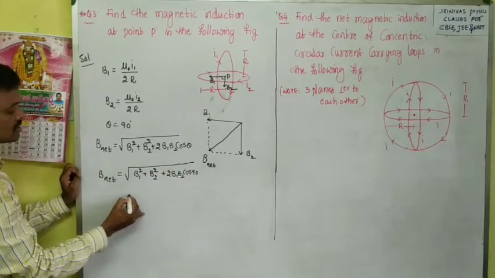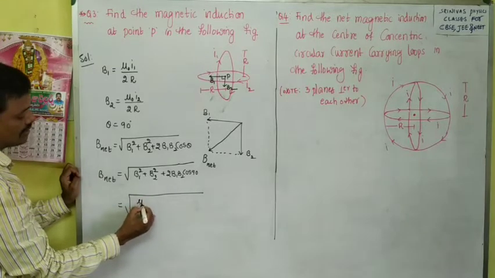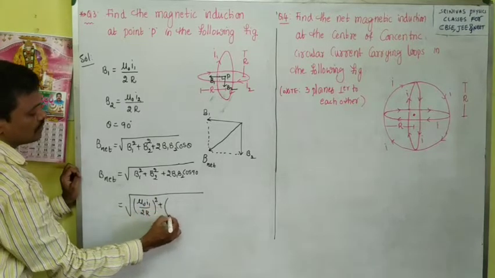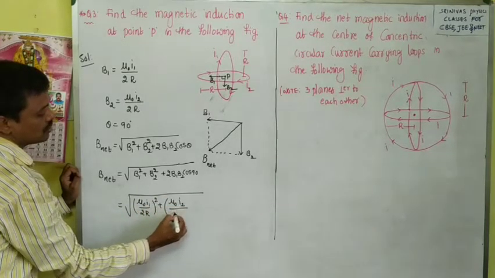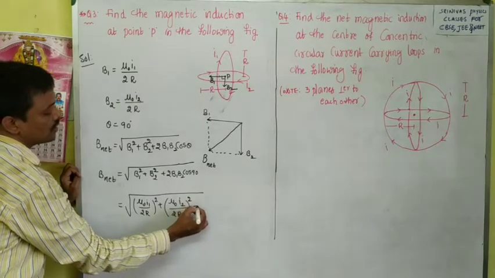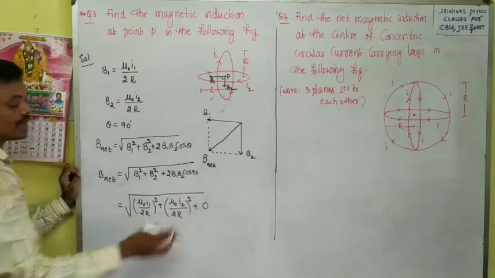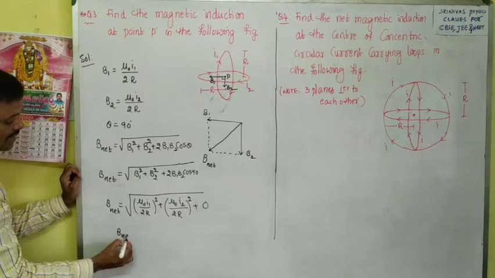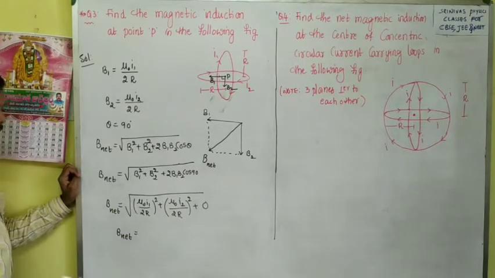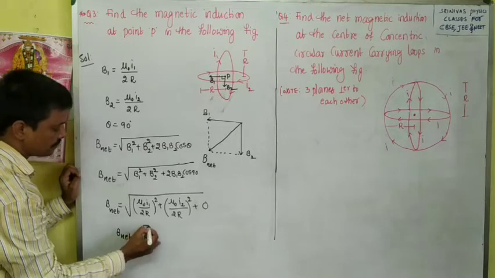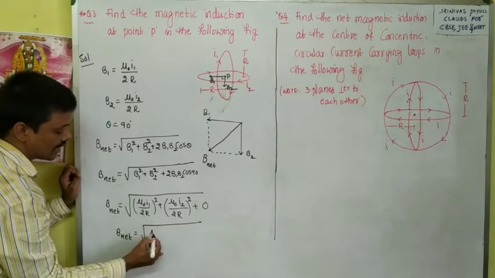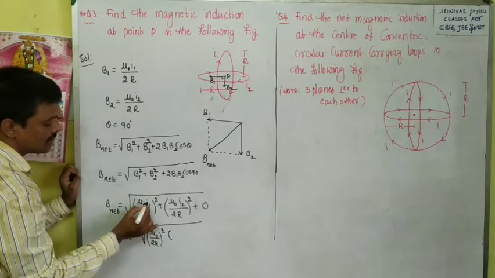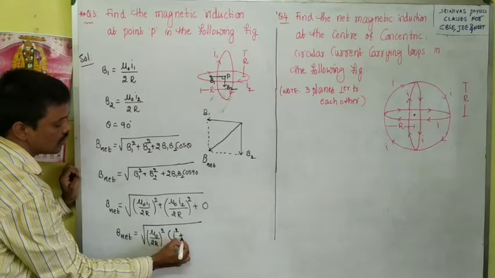We substitute the values. B1 is mu naught I1 by 2R, whole square, plus B2 is mu naught I2 by 2R, whole square, plus this term, which is 0 because cos 90 is 0. Then to find the net magnetic induction, we can take mu naught by 2R whole square common. If you take it common, I1 square remains here, and here what remains?